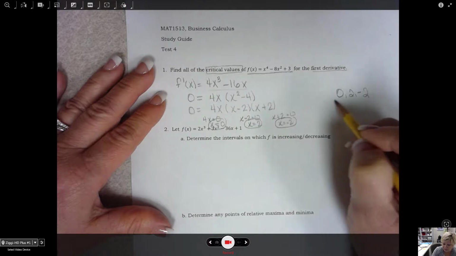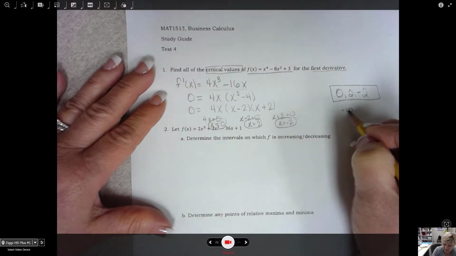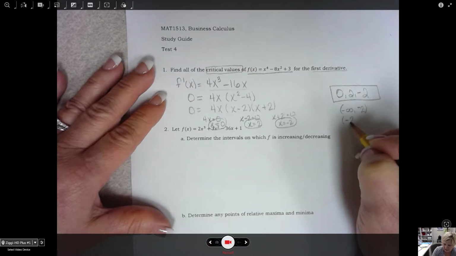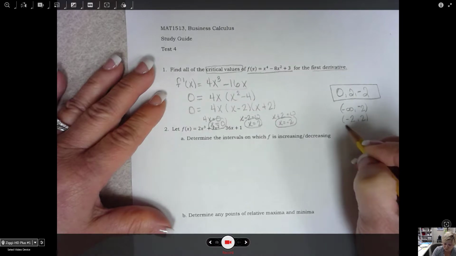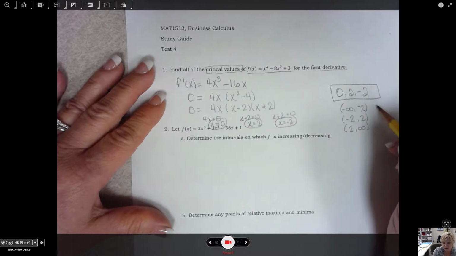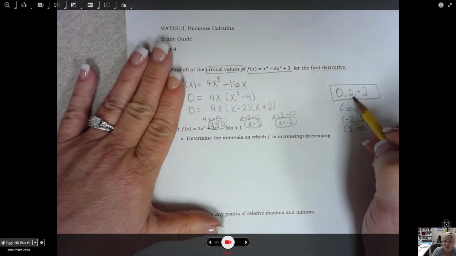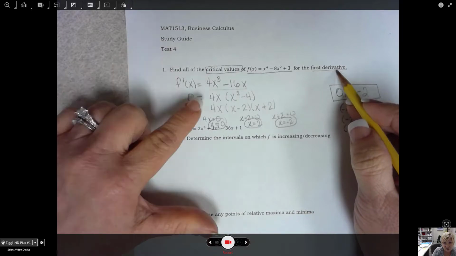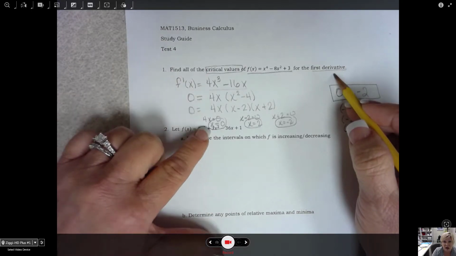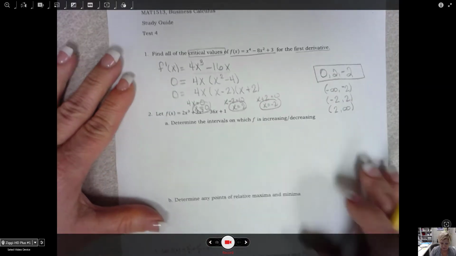If I wanted to split that up into intervals, I would be testing negative infinity to negative 2, negative 2 to 2, and 2 to positive infinity for the increasing or decreasing. But the question was just to find critical values for first derivative. So find first derivative, set it equal to 0, factor, and solve for each x value. All right, so that's all it's asking.